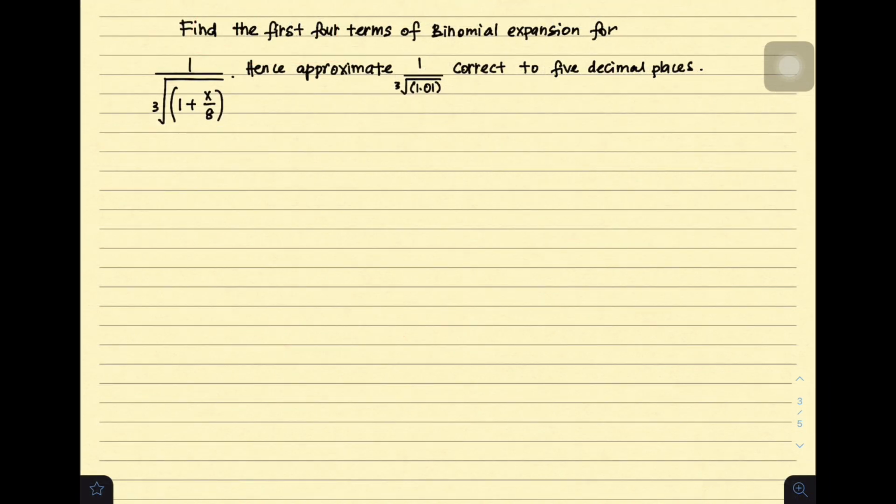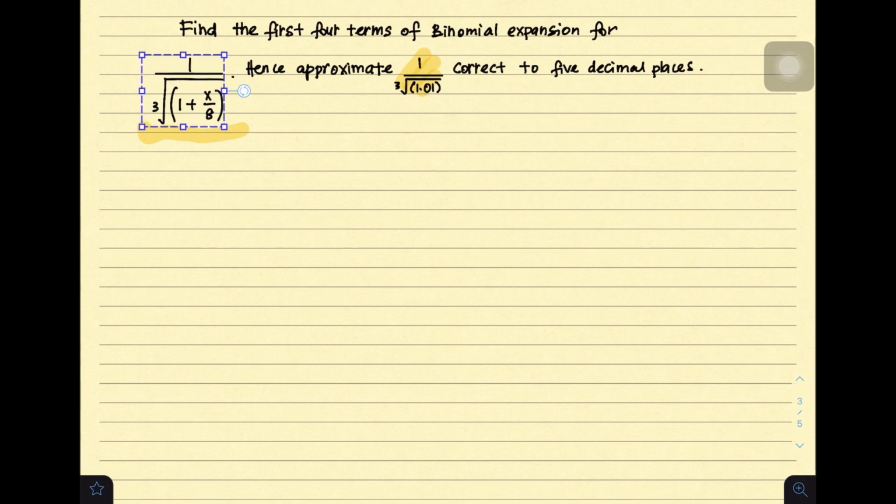Find the first 4 terms of binomial expansion for the function 1 over cubic root of 1 plus x over 8. Hence, approximate the value of 1 over cubic root of 1.01 correct to 5 decimal places. Right? So now we need to expand this function by using the binomial expansion, and then we will approximate the value of this function. Okay, so kita buat satu-satu dulu. So bila awak nampak keadaan macam ni, don't panic, just do one by one. Okay, we take this one.